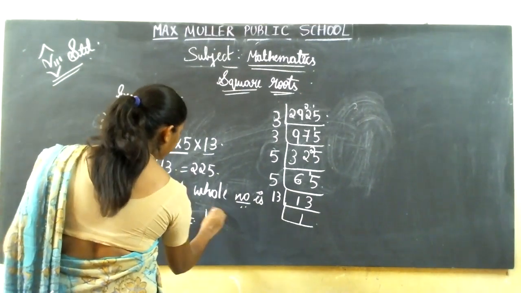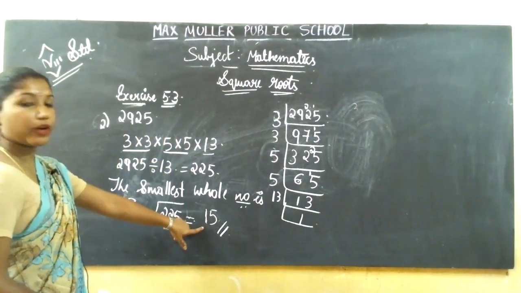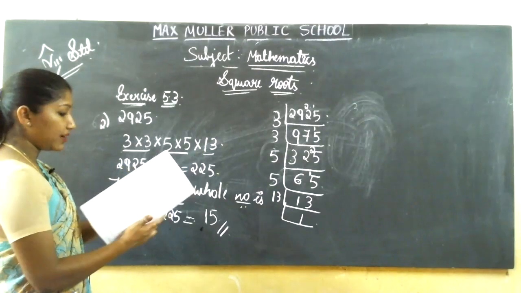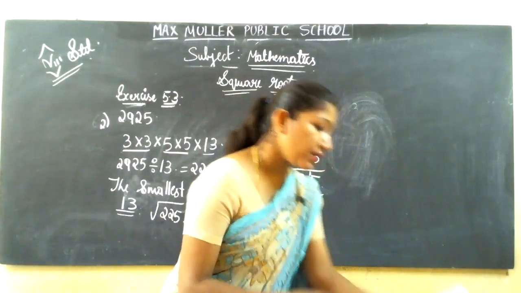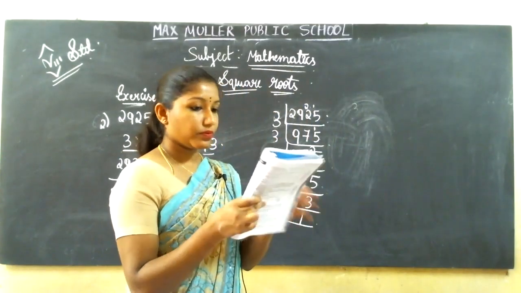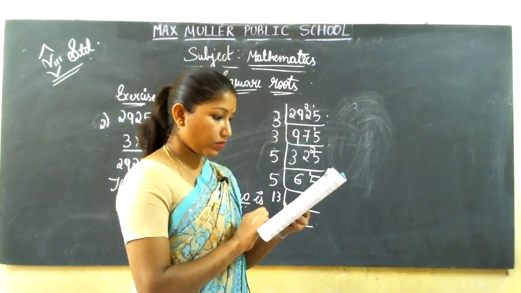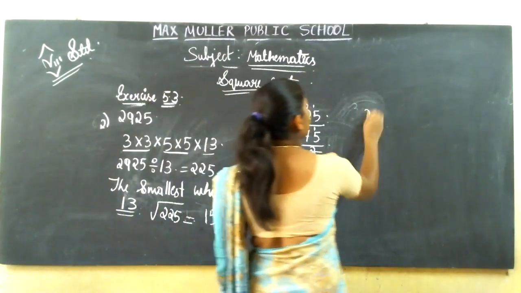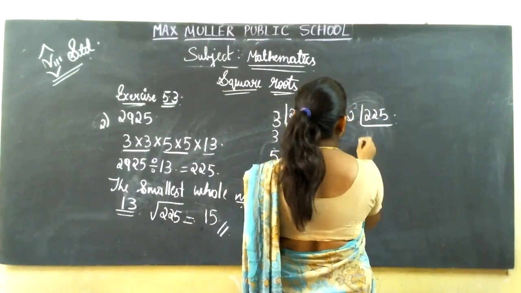$15. The square root of 225 will be 15. Like that, you have to find the square numbers. If you didn't get this, you can do it by the prime factorization method also.